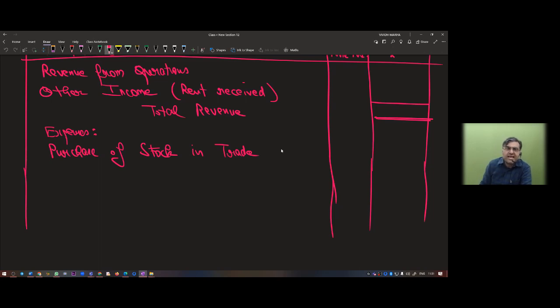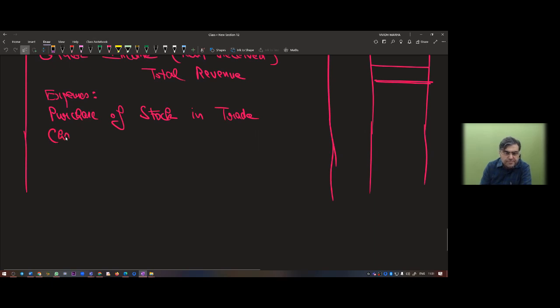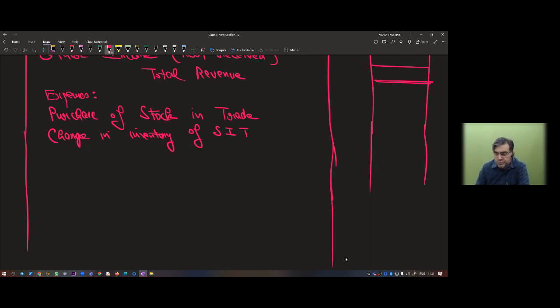I have made opening stock as nil. So purchase of stock in trade. Next is change in inventories, or inventory of stock in trade. That is a change. Opening we are not given, assume nil. E, F, D, O, employee benefit cost.